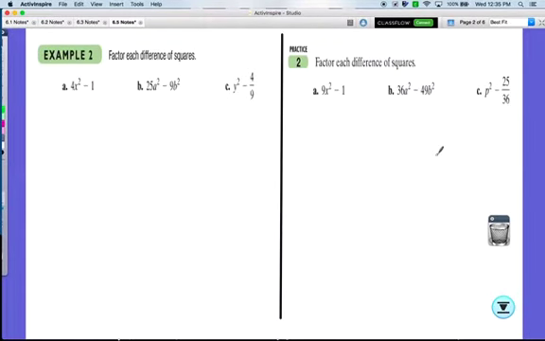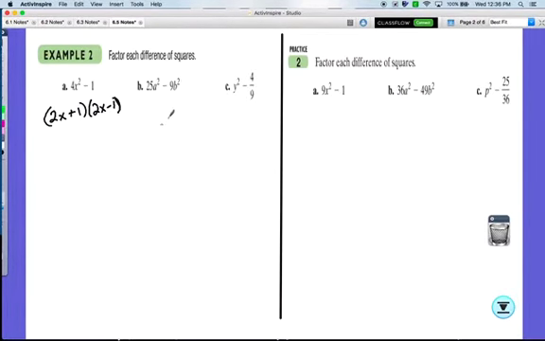Here are some more practice problems, with just a little bit more to it. You have 4x squared. Well, 4 is 2 times 2, and you have minus 1, which is 1 times 1. So that's going to be easy to do. Since 2 times 2 is 4, we have 2x, and because of the 1, we have plus 1, and then 2x minus 1.